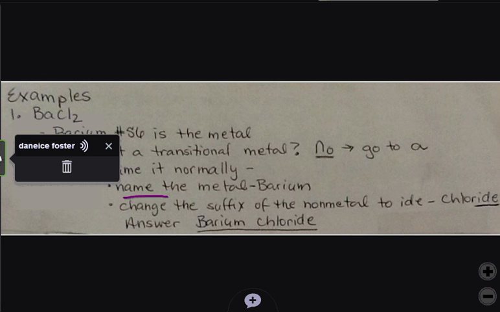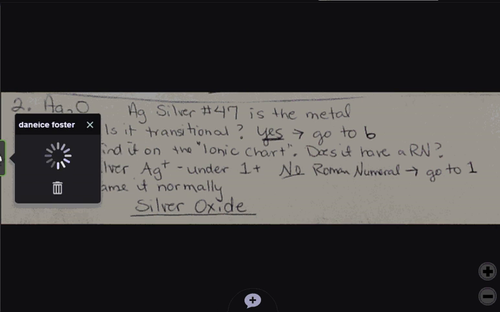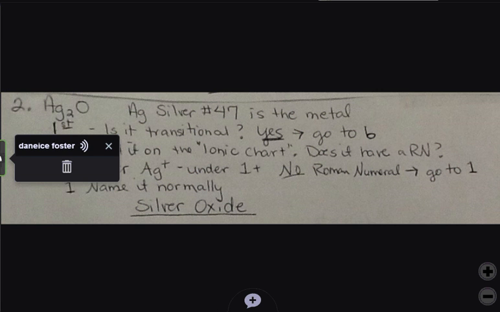So we name the metal, which is barium. Then we change the suffix of the nonmetal to IDE. So from chlorine to chloride. There's our answer, barium chloride. So this is one of the easy ones. On to question number 2.